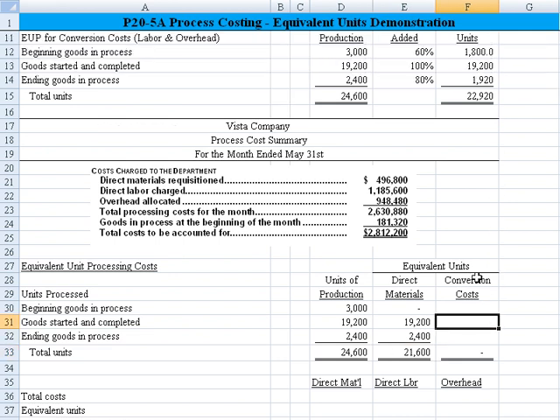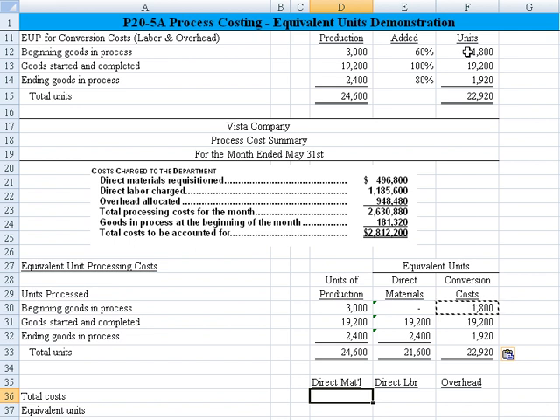And then for conversion cost, we'll pull from the equivalent units above as well. Oh, and I see we have a formatting issue here. We really don't need the decimal point. So the equivalent units for conversion cost, which is the same as labor and overhead, conversion cost meaning labor and overhead, is at 18 units, and then I'll just copy that down, and we come up with 22,920.